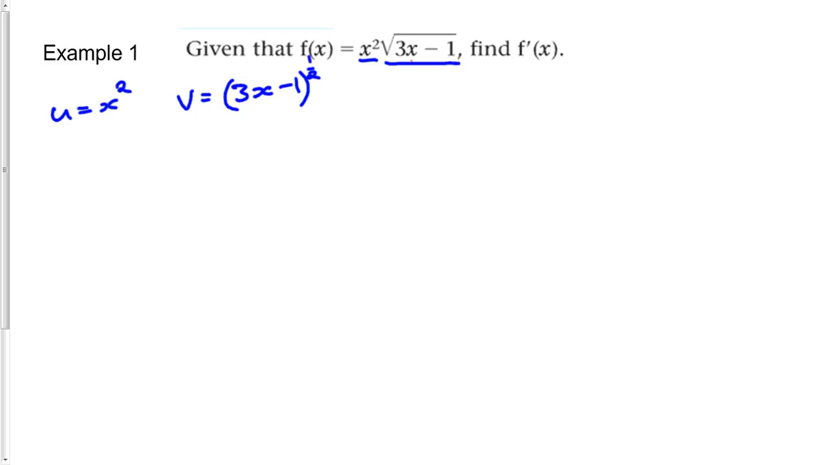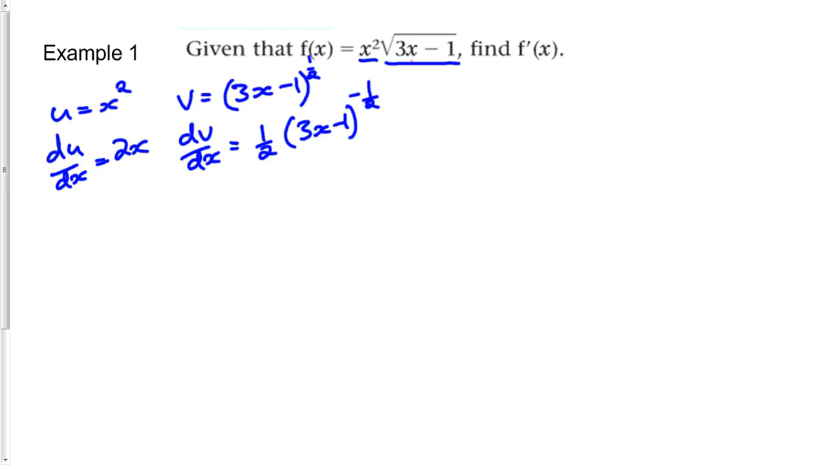So if u is x squared, then du by dx equals 2x. And for the second one, if v is that there, then dv by dx equals 1/2 times 3x minus 1 to the power of minus 1/2. But once we've done that, because this is the chain rule, we've got to multiply by what's inside the brackets differentiated. So we're going to times that by 3, because 3x minus 1 differentiates to 3.